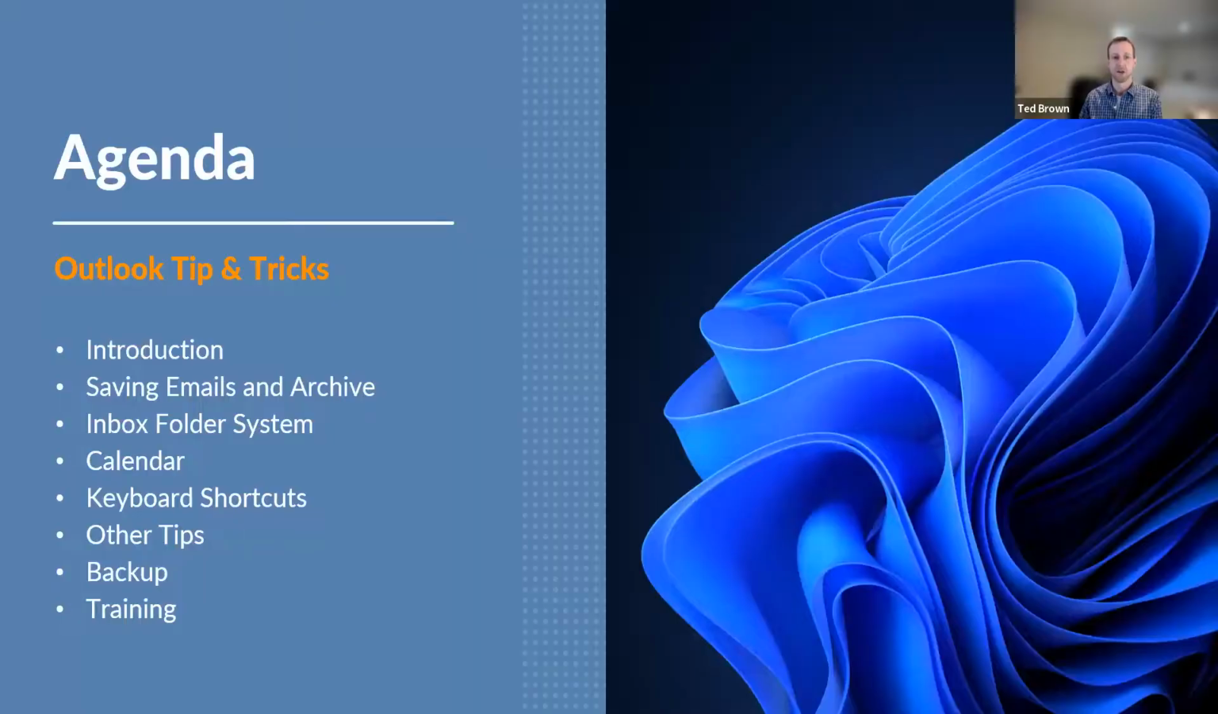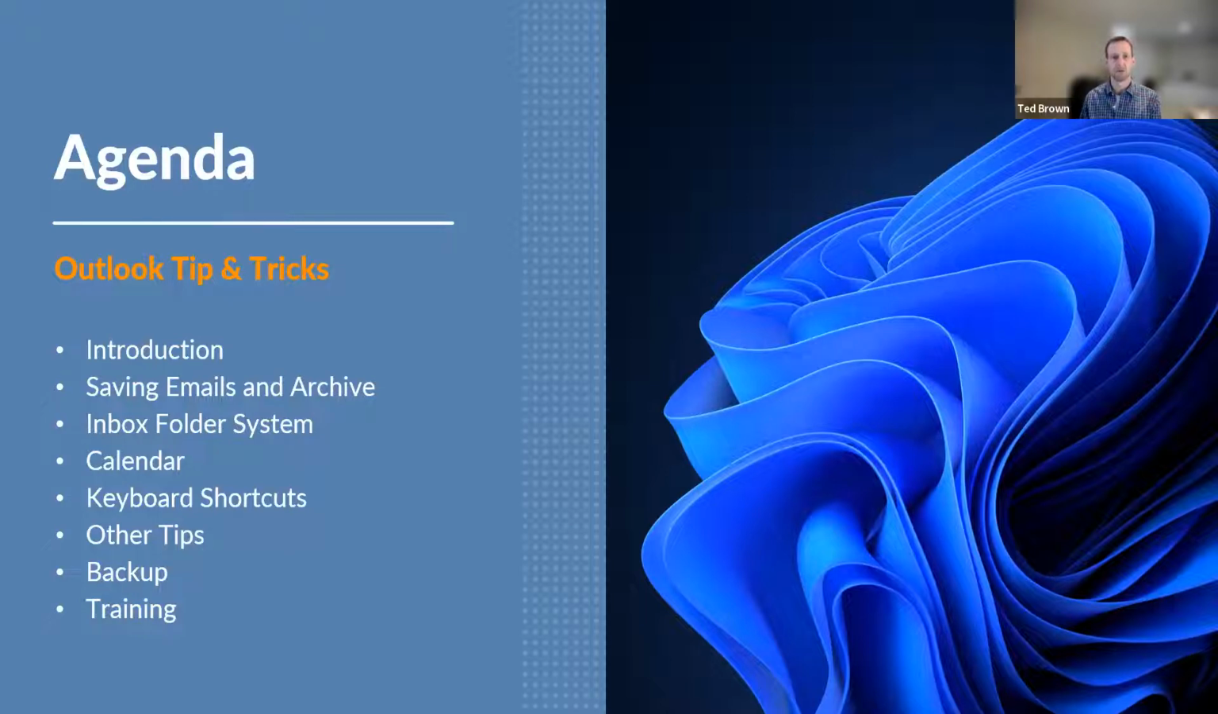So for our agenda today, we're going to cover saving emails and archiving, as well as what Office 365 licensing can allow you to store, as many Outlook emails as you want to save. Also get into the inbox folder systems and how you can use them in a way that makes sense to you, organizational tips within there, and some rules you can create. As well as some little calendar tricks, and some keyboard shortcuts that I like to use.